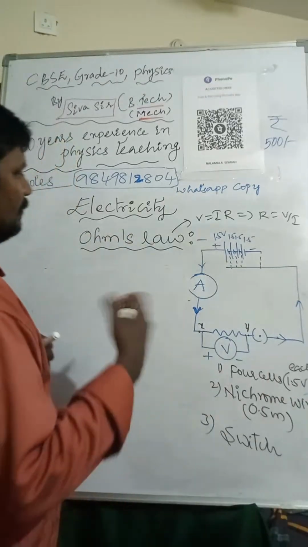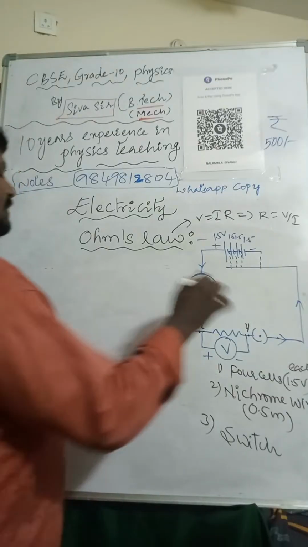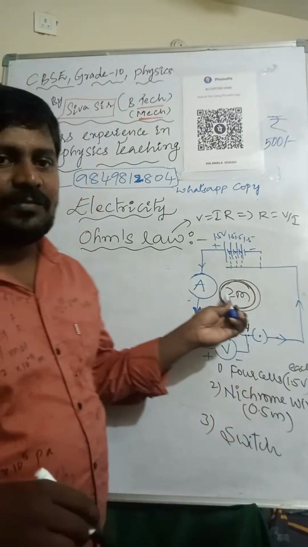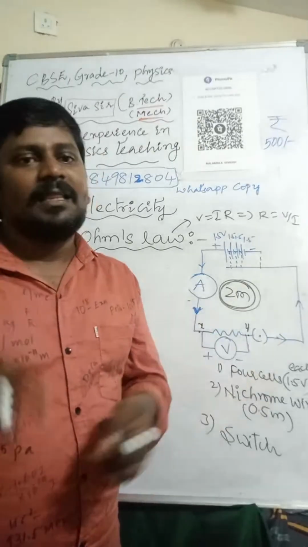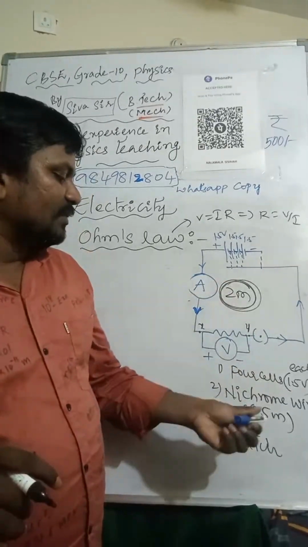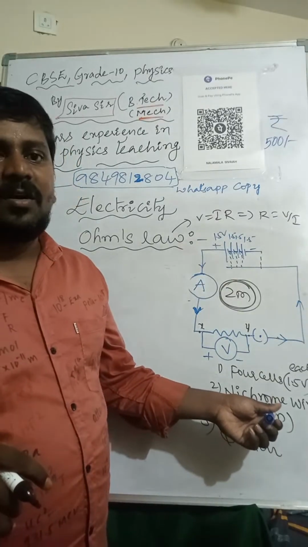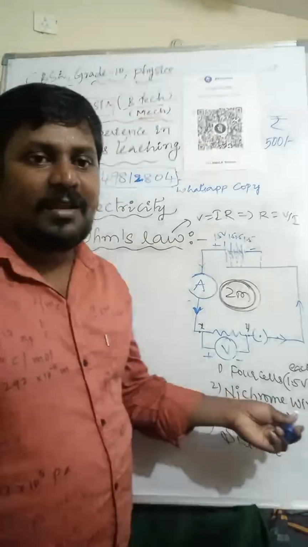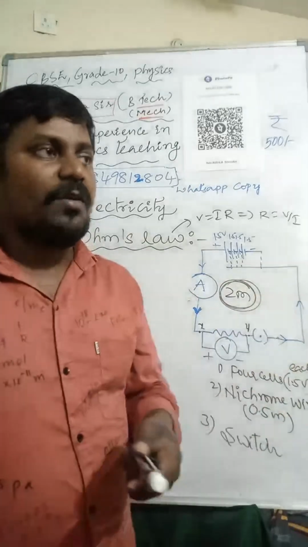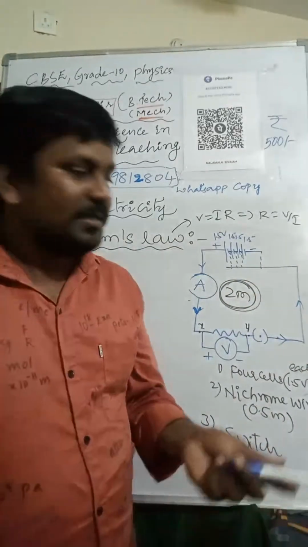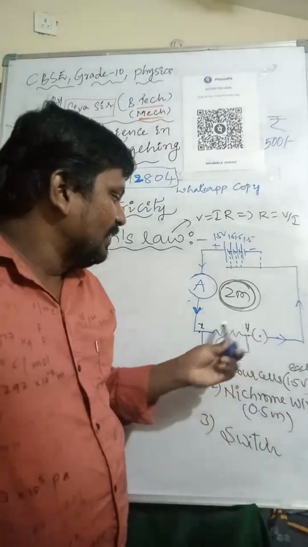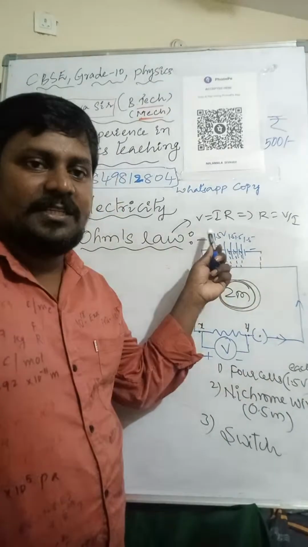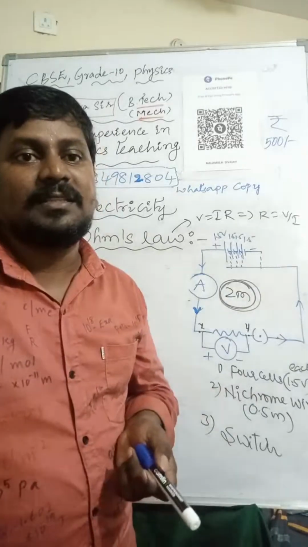If they ask about Ohm's law, generally this diagram alone they will ask for 2 marks, and the Ohm's law statement they will ask for 1 mark. And the materials: nichrome wire is an alloy, a combination of nickel, chromium, manganese and iron metals. Then 0.5 meter length of wire, a switch, and 4 cells of 1.5 volts each. These are very important, they will ask about these particular materials.